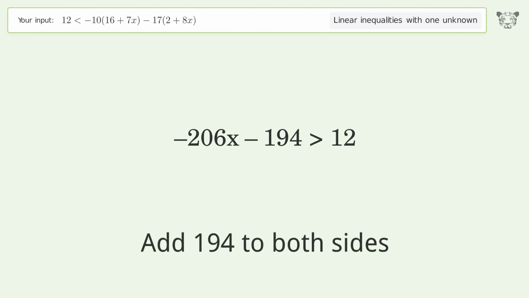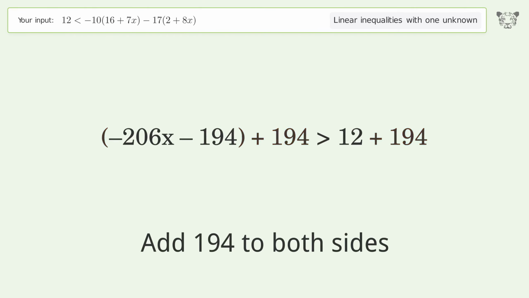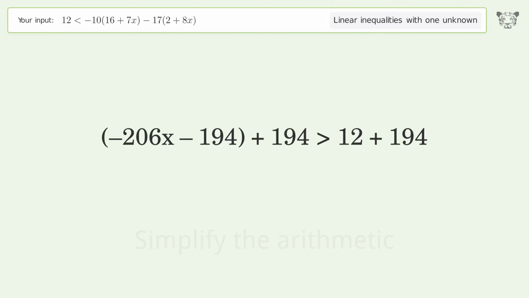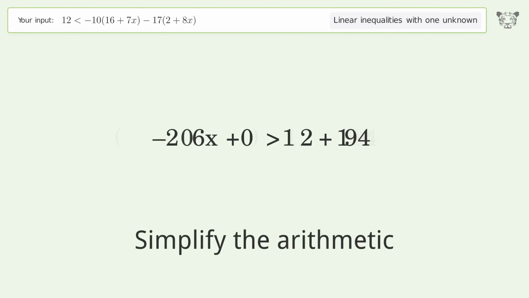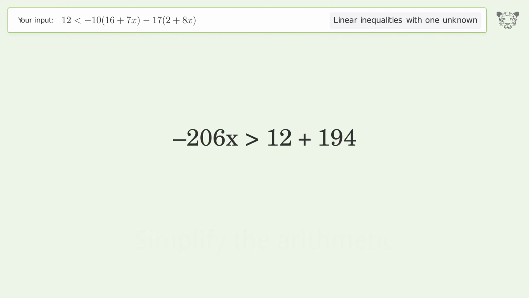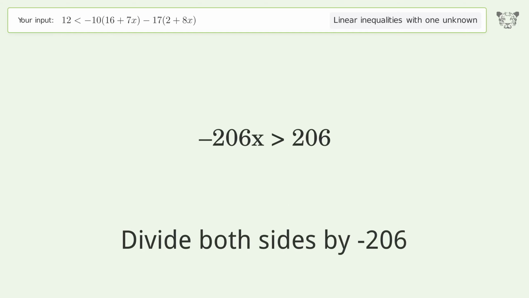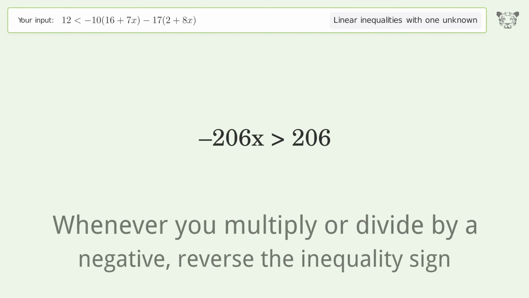Add 194 to both sides. Simplify the arithmetic. Isolate the x. Divide both sides by -206. Whenever you multiply or divide by a negative, reverse the inequality sign.